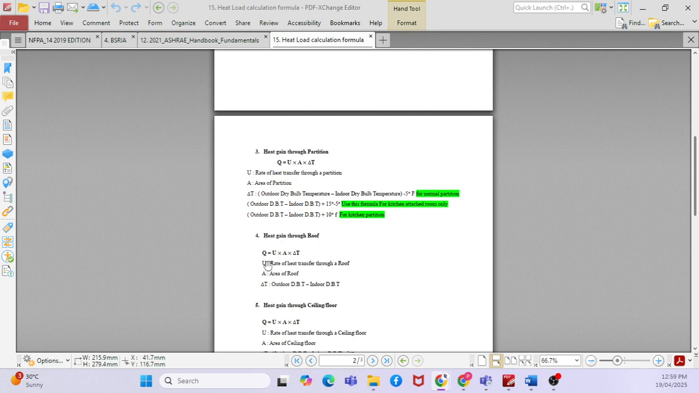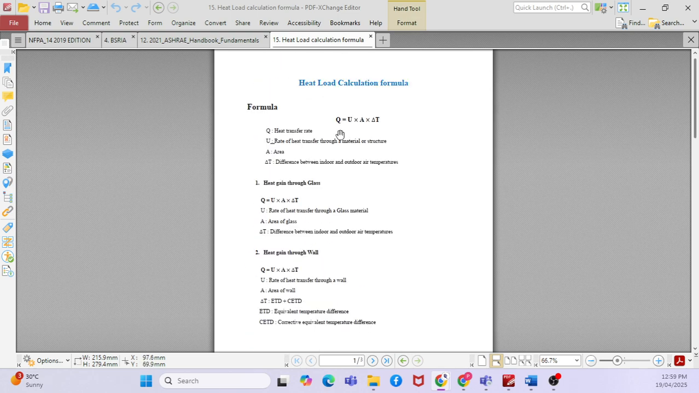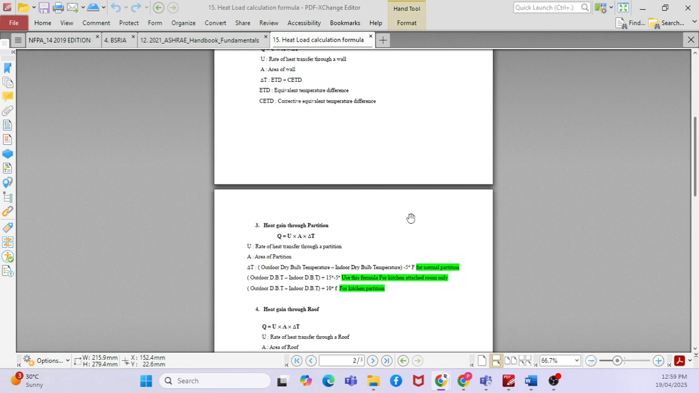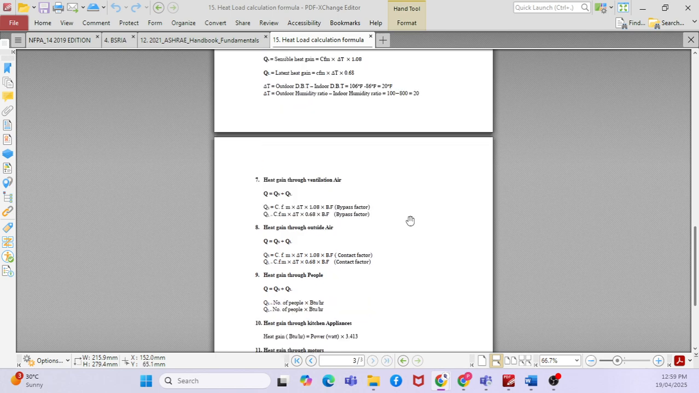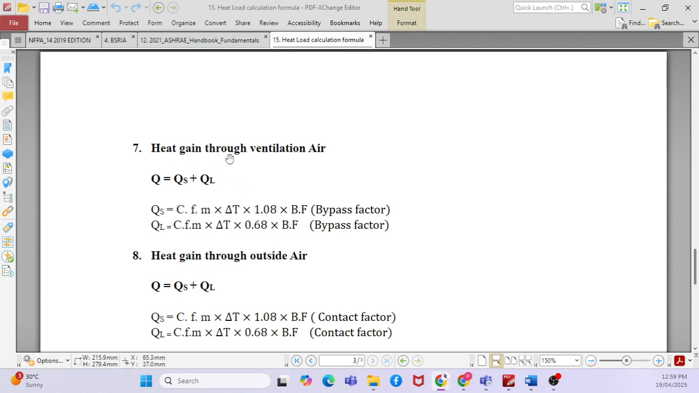For example, U A delta T is here, and the other one, Q equals m Cp delta T, is a sensible load equation. That type of equation you are going to study. Say, when you have the heat gain through the ventilation air, there is a sensible load plus a latent load, because both involve moisture. So those are the equations.